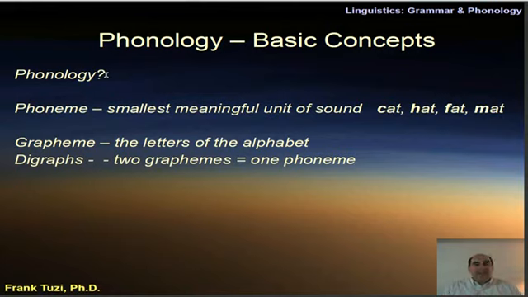Now, a phoneme is similar to a morpheme. If you remember what a morpheme was, it was the smallest meaningful unit in written form. A phoneme is the smallest meaningful unit of sound that carries some sort of meaning, like the k in cat or hat or fat or mat. A grapheme is a letter. A digraph is two letters combined to make one sound. For example, we have the f sound, so I can write it as an f, but I can also write it as a PH. And either one of those is going to work.